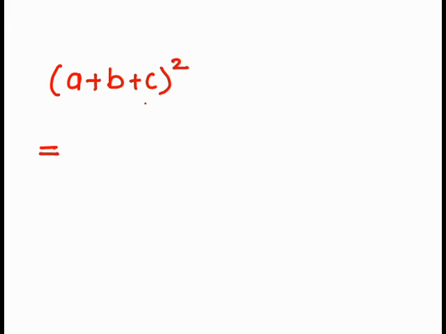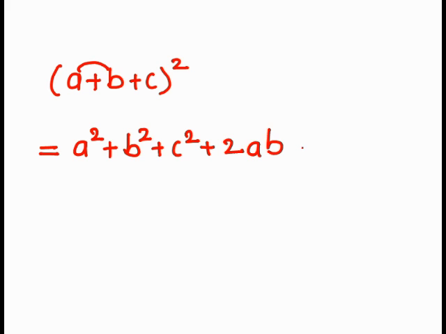Now some basic algebra we require. What is the square of A plus B plus C? So how to remember this? First of all, write the square of each term, that is A square plus B square plus C square. After that you have to write 2 into the multiplication of AB, that is 2AB, plus 2 into the multiplication of AC, 2AC. Now what are we left with? Only the BC, that is 2BC. This is how you can remember the formula.